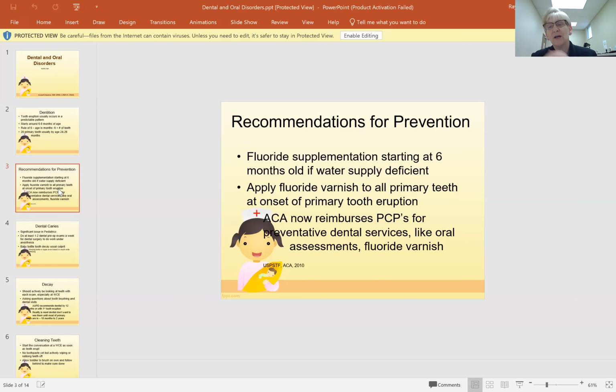If you want to, I've done fluoride varnish. It is not easy and it takes a lot of time. So if you're cramped for time, it's not one of the things that I would encourage. Like I said, it's a good reimbursement. If you've got time to do it, that's great. If you don't, then let the dentist do it. But make sure that they're getting some kind of fluoride in their diet.